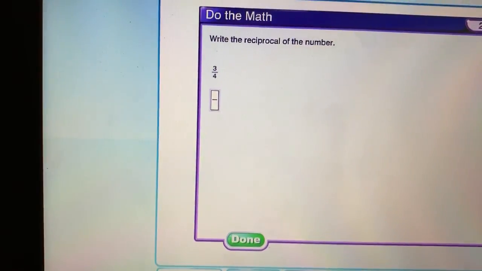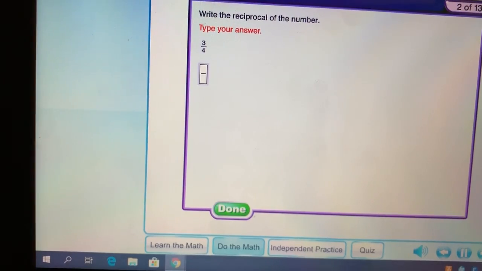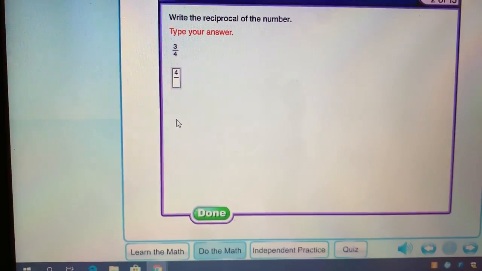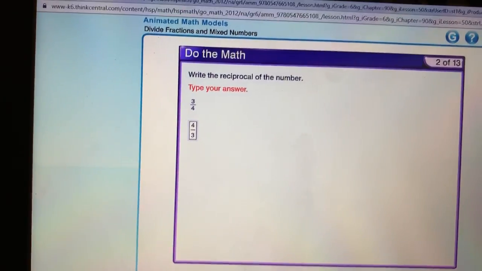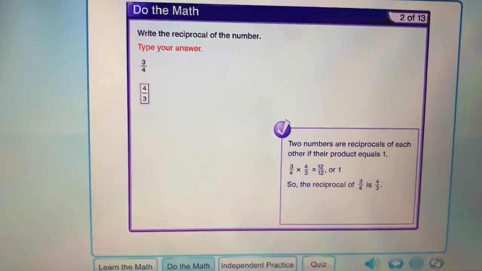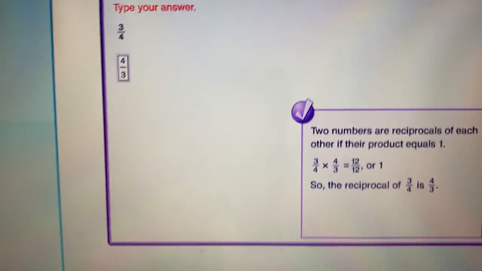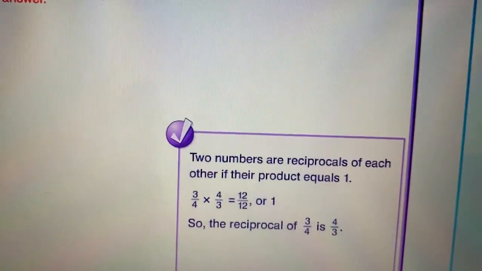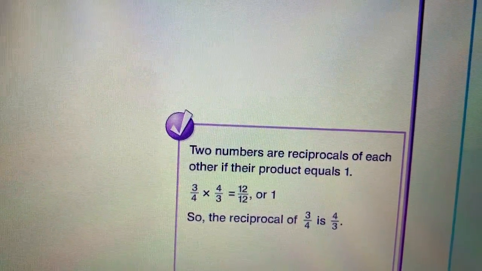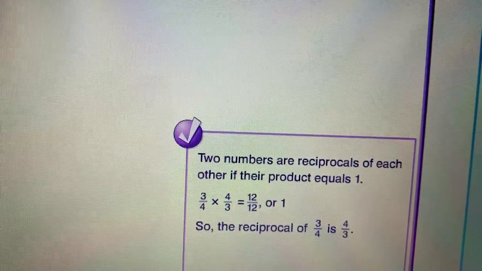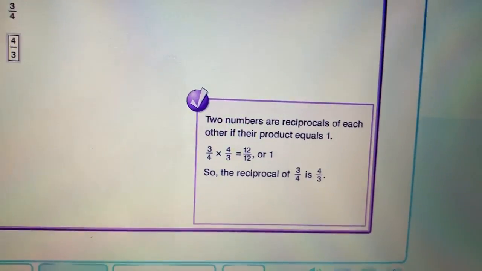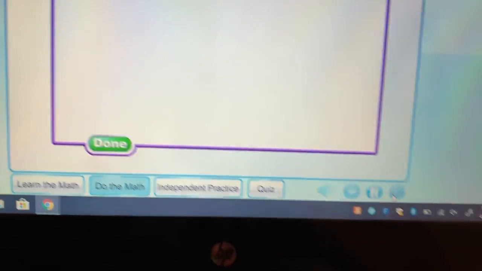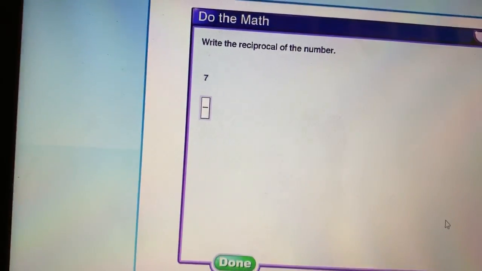Write the reciprocal of 3/4. That would be 4 over 3, okay? Which you need to learn how to do before you divide fractions. Look at this information here. Two numbers are reciprocals of each other if their product is equal to 1. So the reciprocal of 3/4 is 4 over 3. And that's what we call it. You're just flipping it.